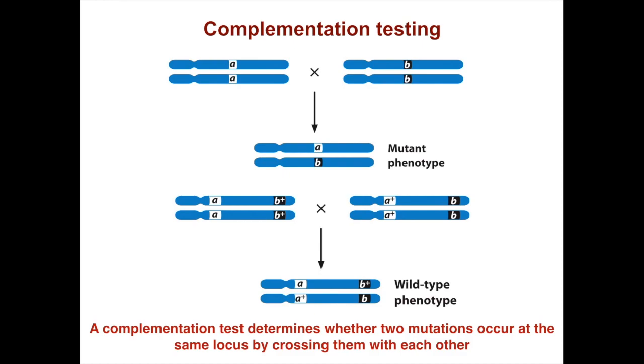And this means that they complement each other. So mutations that are alleles of the same gene don't complement each other. You still get the mutant phenotype. One thing to remember about complementation testing is that it only works for recessive phenotypes.